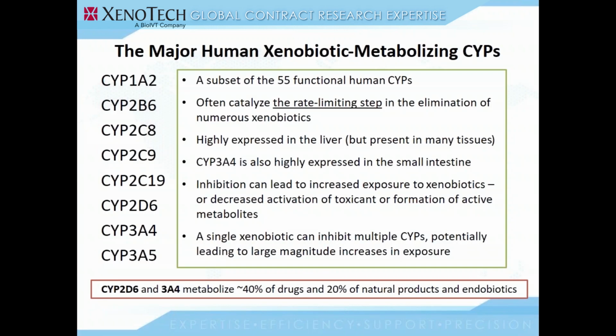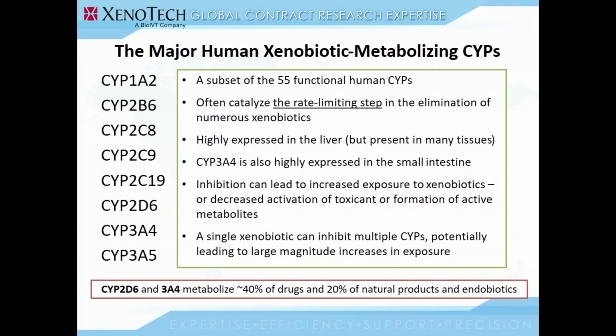When considering the effect of the victim or perpetrator potential, we evaluate the major human xenobiotic metabolizing CYPs. These are a subset of the 55 functional human CYPs, and they include CYP1A2, 2B6, 2C8, 2C9, 2C19, 2D6, 3A4, and 3A5. These often catalyze the rate-limiting step in the elimination of numerous xenobiotics. They're highly expressed in the liver, although they are present in many tissues. CYP3A4 is highly expressed in the small intestine, and we'll discuss that later.